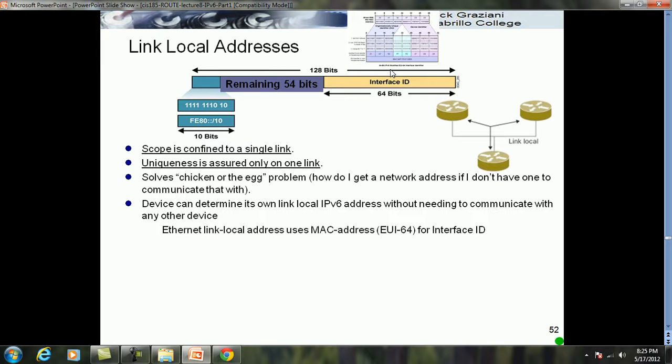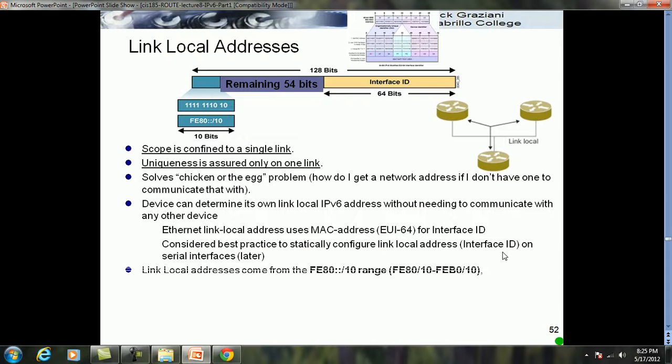So Ethernet link local address uses the MAC address. And consider it best practice to strategically configure link local addresses on serial interfaces. The best one is on the serial interface, you configure it, the link local address, using the interface ID concept, remember? So EUI-64.